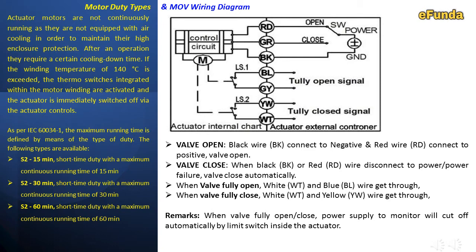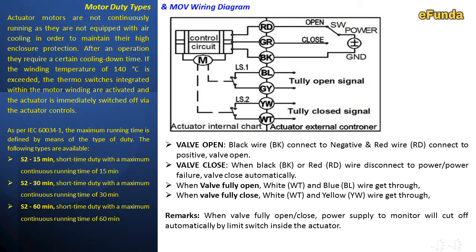MOV wiring diagram. One can see the internal wiring shown in the sketch. Valve open: black wire connects to negative and red wire connects to positive. Then the valve will open. Valve close: when the black wire or red wire disconnects from the power, or on power failure, the valve will close automatically.